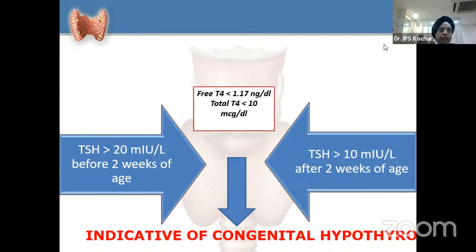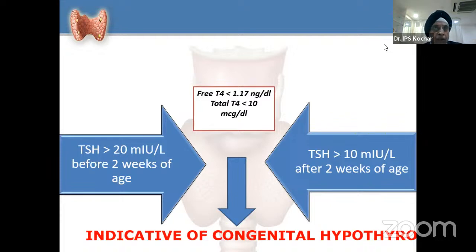If a baby after 2 weeks has a TSH of more than 20, or after 2 weeks more than 10, it is congenital hypothyroidism. Or even if the TSH is normal but FT4 is less than 1.7 nanogram per deciliter, or the total T4 is less than 10 microgram per deciliter, this is indicative of congenital hypothyroidism. Remember these cutoffs where you label this as congenital, because it's very common that physicians and pediatricians are confused.